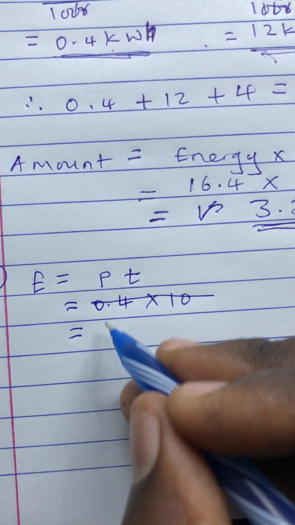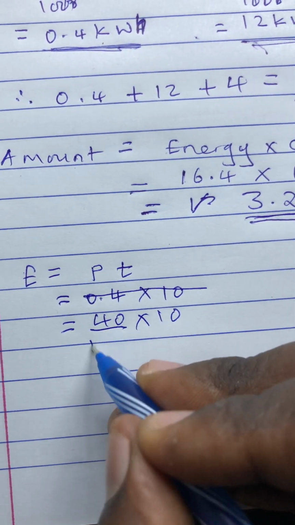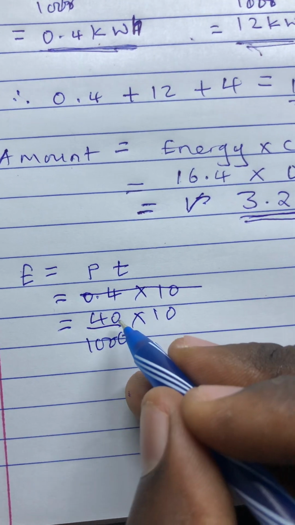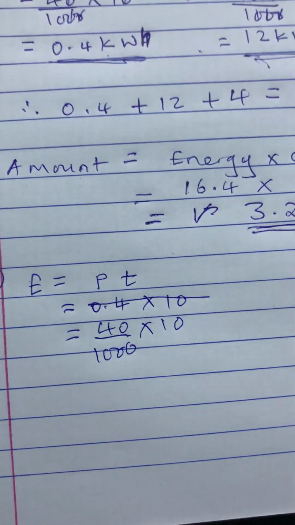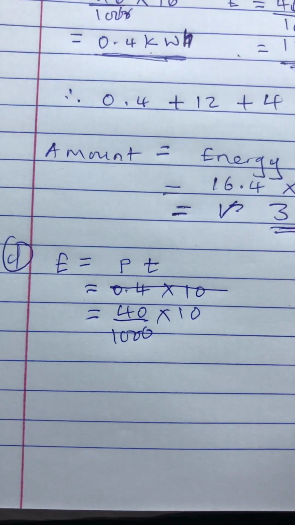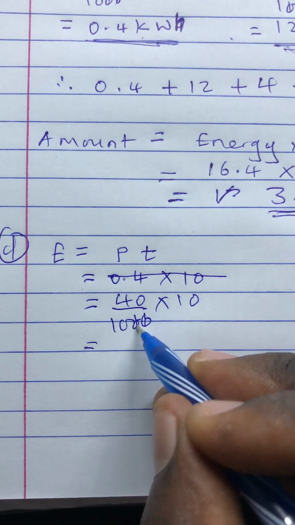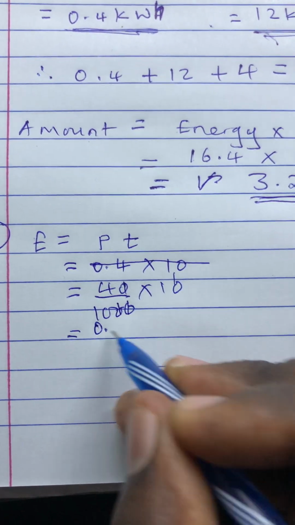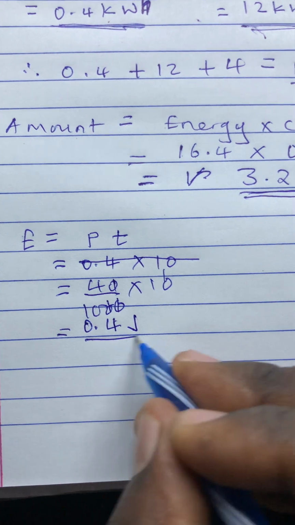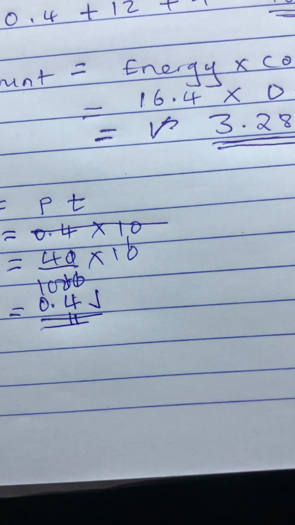So the power was 40, and then we multiply by the time, and then we divide it by 1000. So this was 40 watt. When we divide by 1000, we are converting it into kilowatt, and when we multiply by 10, that is representing the time. So in this case, we are calculating for energy. After doing that, we are going to have 0.4 joules. So that is the energy.